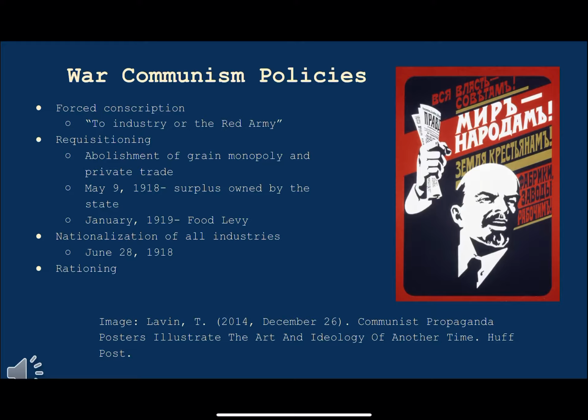On June 28th of 1918, the third policy on the nationalization of all large-scale industries was established. And to maximize the state control on the economy, factory managers were replaced with government-appointed officials who knew nothing about how to run the industries.